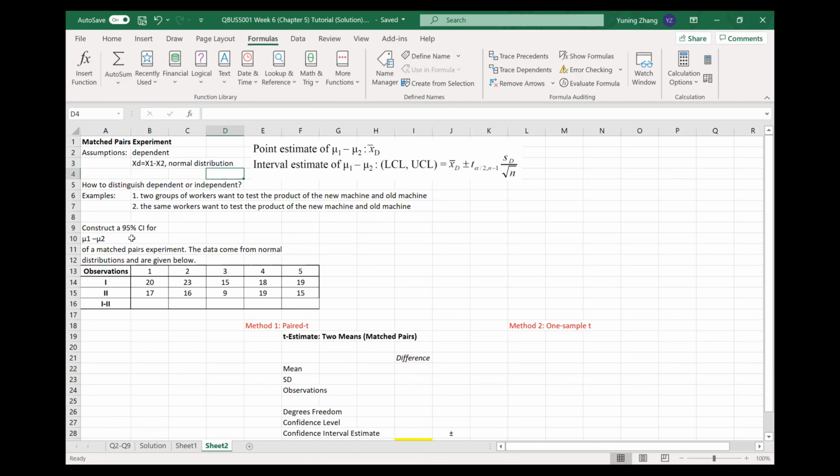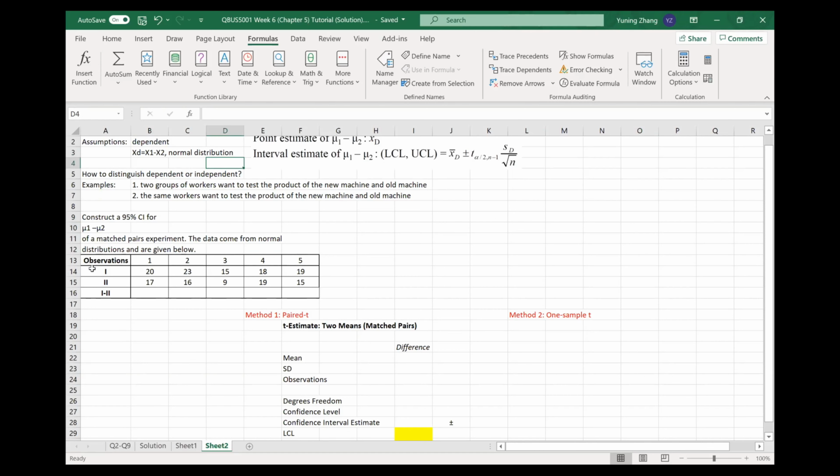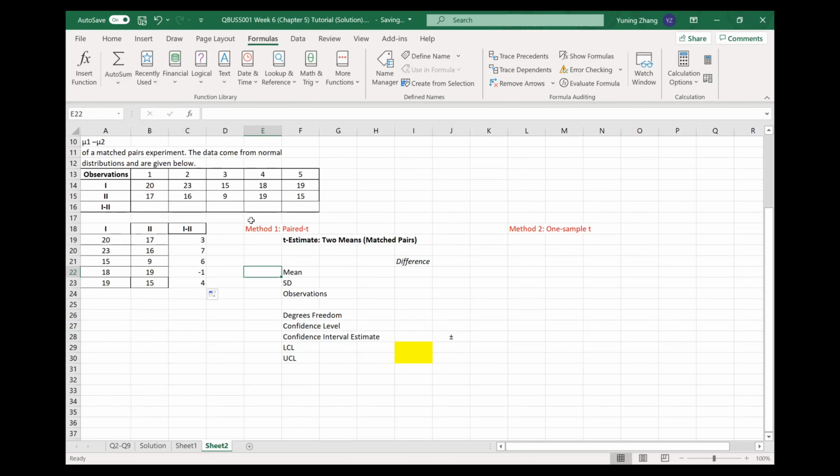This question is from your lecture. And the data is given here. Firstly, I want to copy this data and change a format. And I want to calculate the difference. I will go through this question using two methods.